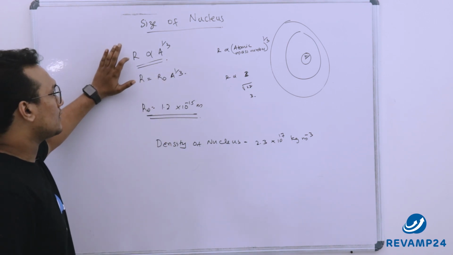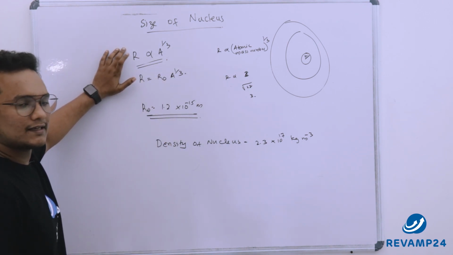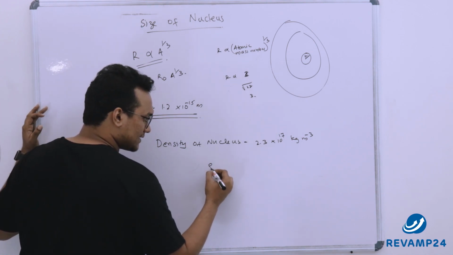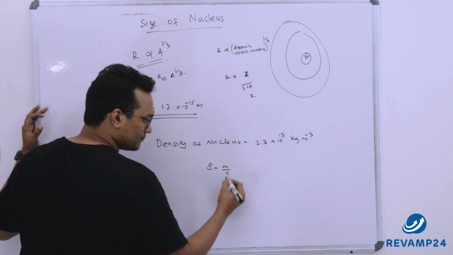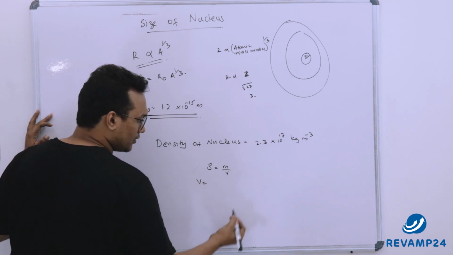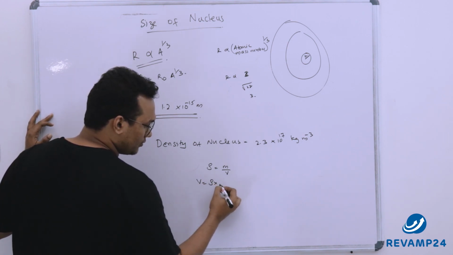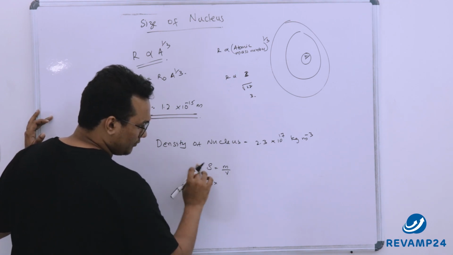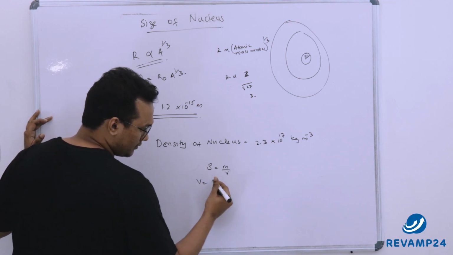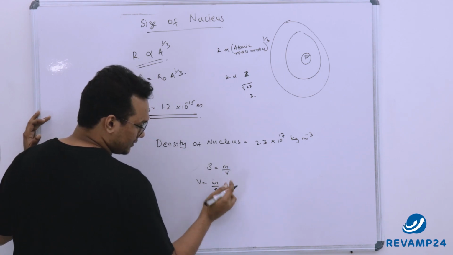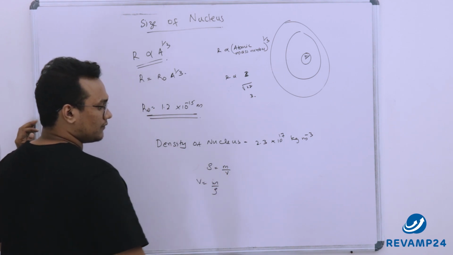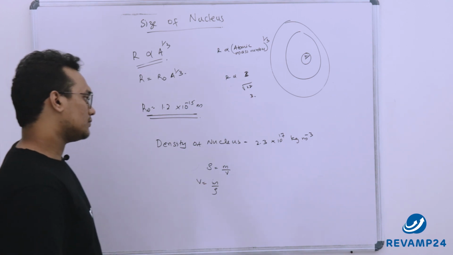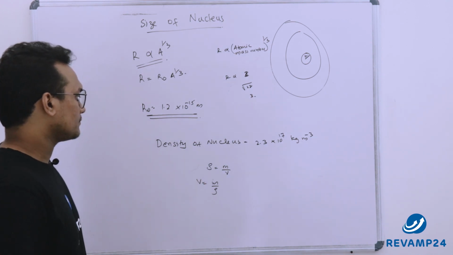Now I will tell you how this equation has been derived. We know that density is equal to mass by volume, so volume is equal to mass divided by density. I'll take volume here and transfer density here. So mass by density is equal to volume.